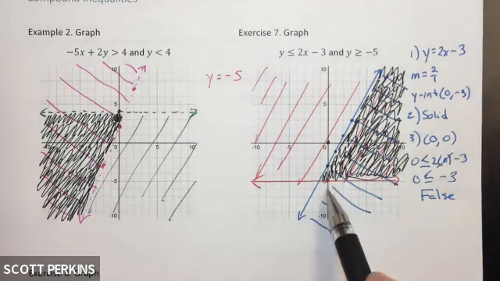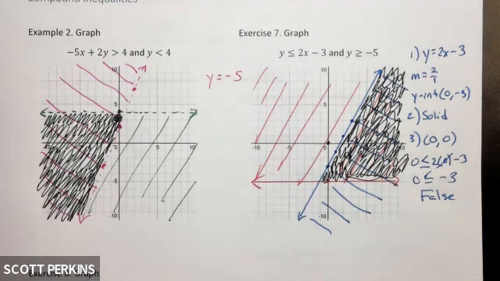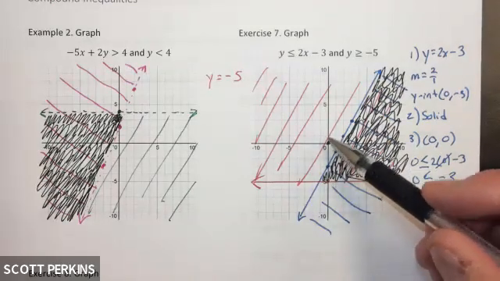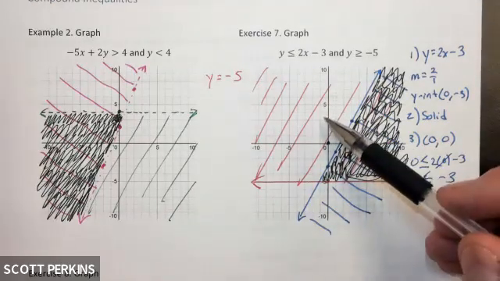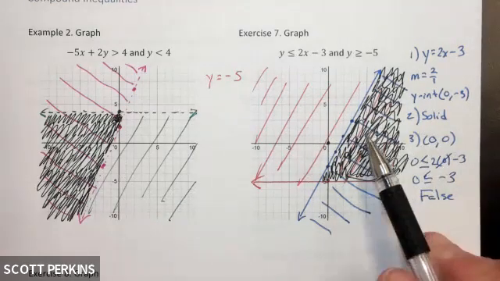If I go down, these values are less than negative 5. Negative 10, negative 20, negative 100. These are more negative. They're less than negative 5. So when I go up, I get the positive values. I get the values that are bigger than negative 5. So that's why I shaded up in that case.